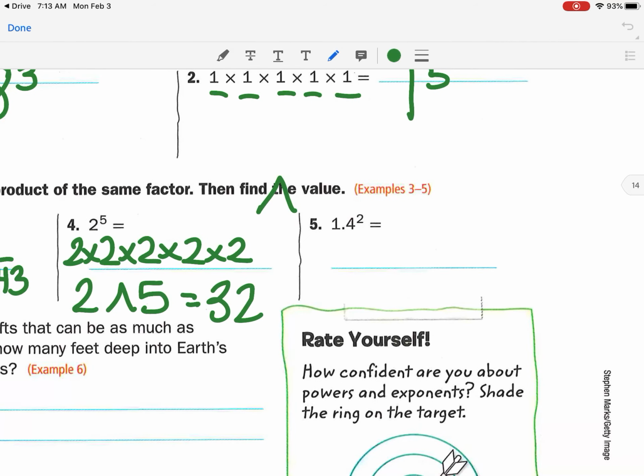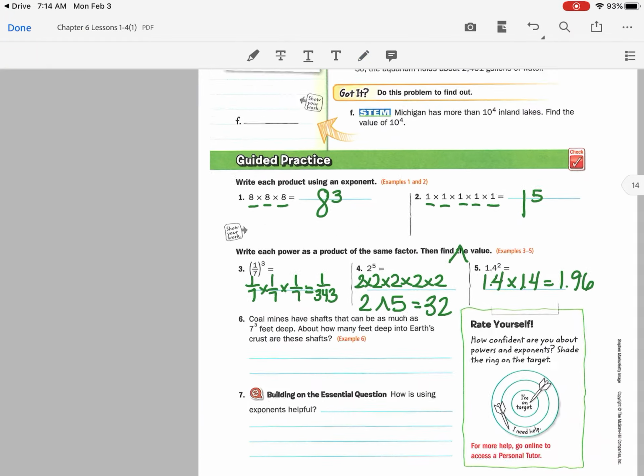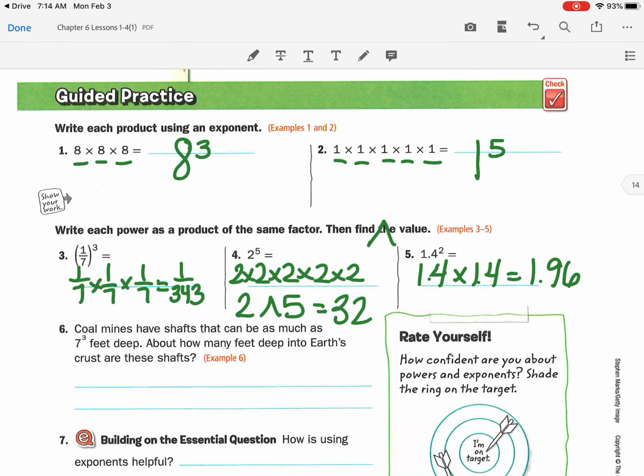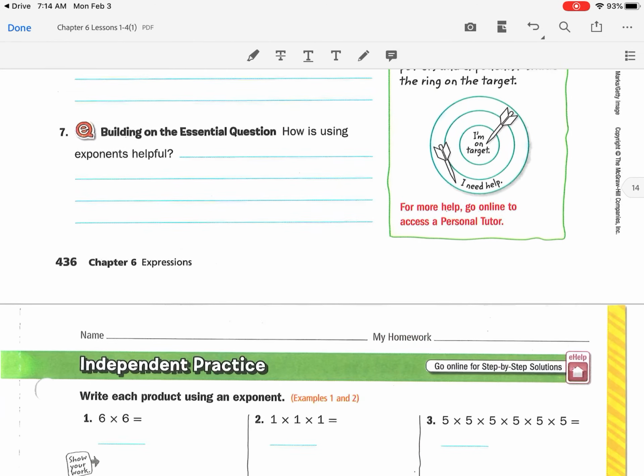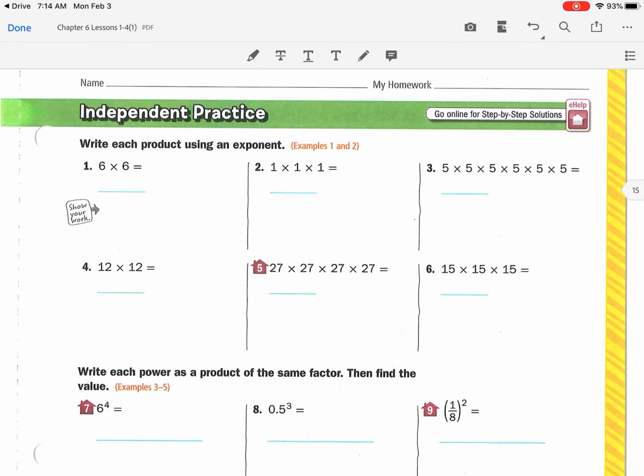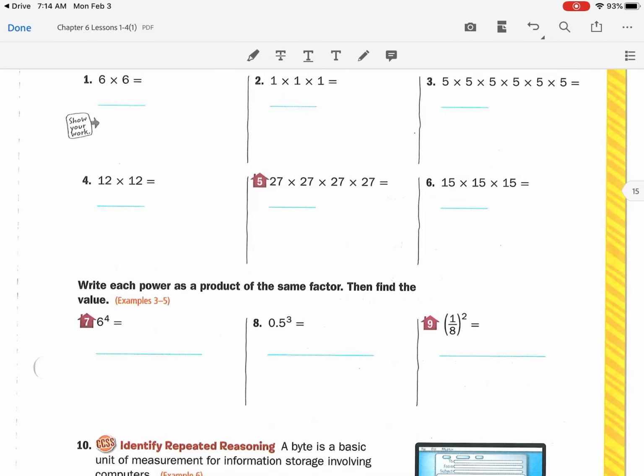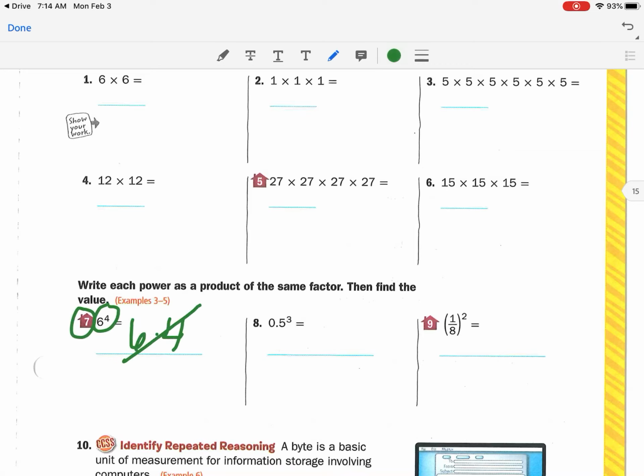And let's take a look at this last example right here. 1.4 to the second. So 1.4 times 1.4 equals 1.96. Again, remember, it is so easy for people to take a look at an exponent right here and think that they should just, like if we look at number 7, multiply 6 times 4. No, it is 6 times 6 times 6 times 6 times 6. That's one thing that you have to remember.